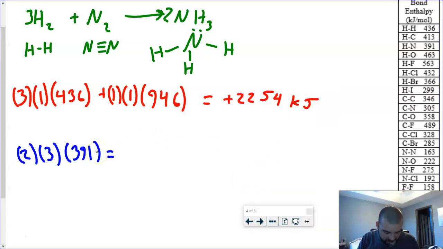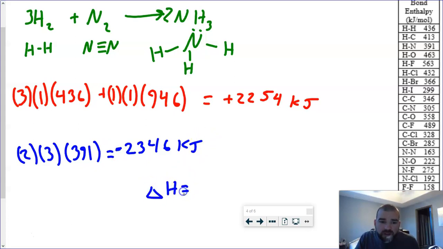Let's go to the product side. 2 times 3 times 391, also known as 6 times 391. And I get 2,346 kilojoules. And again, we just flip the sign at the end here. So, we add them together. The overall enthalpy will be the positive 2254 plus the negative 2346. And we get a grand total of the enthalpy change of this reaction equaling negative 92 kilojoules.